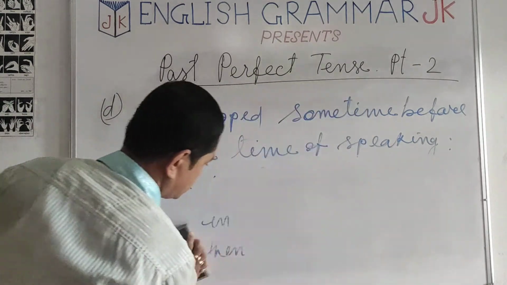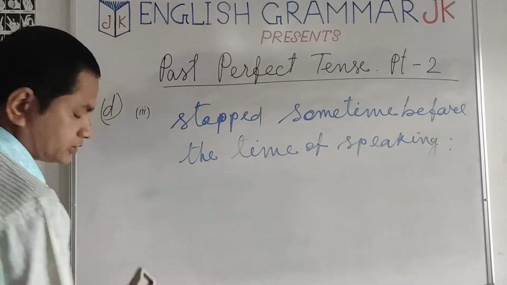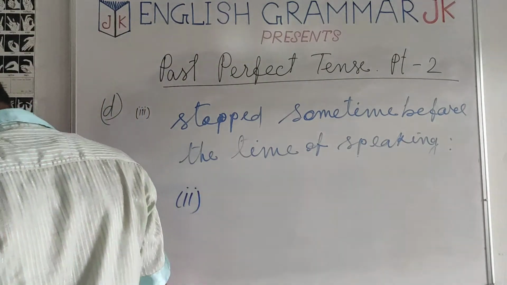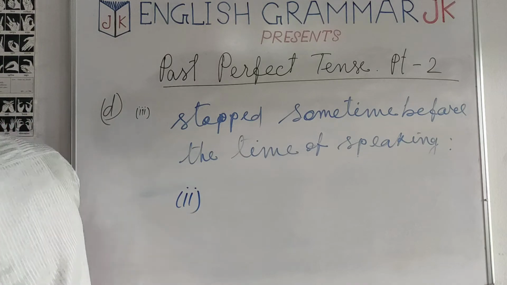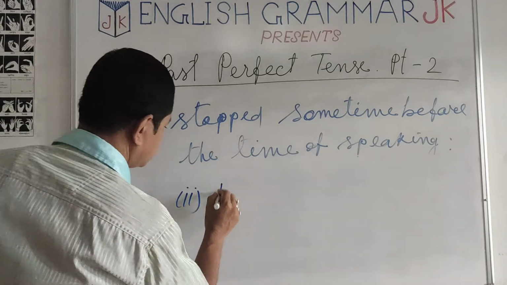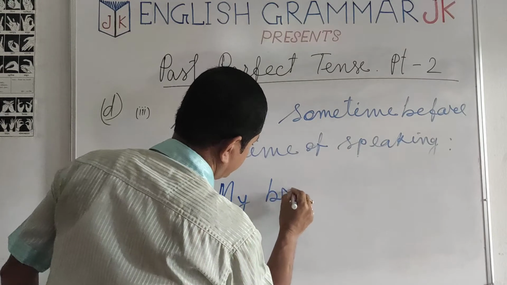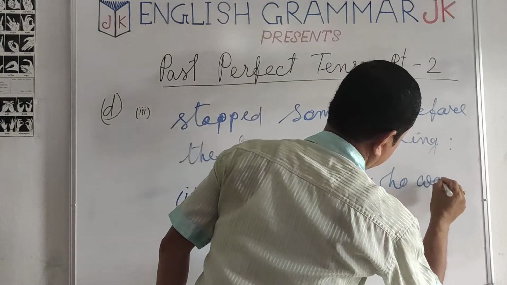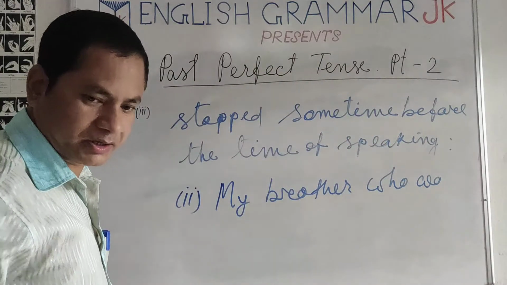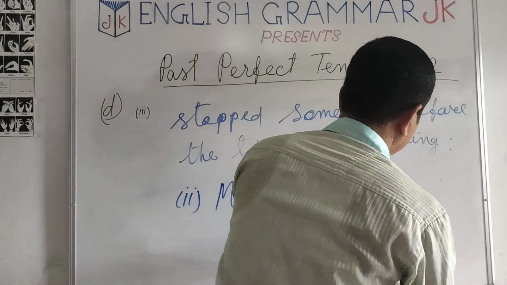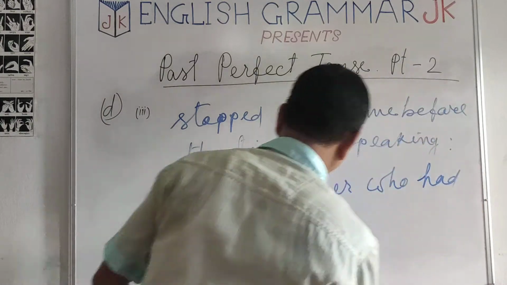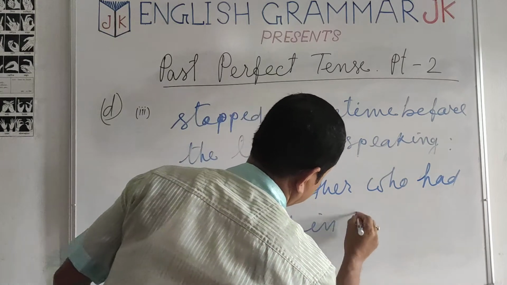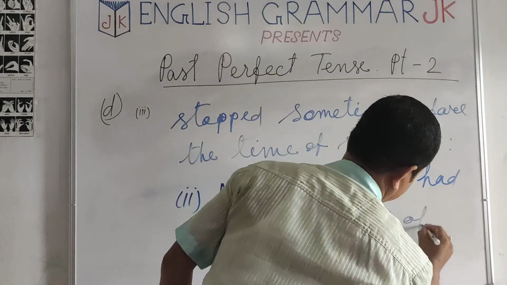I think this is no problem for you now, and just take example number 2. Another example I should give. My brother who worked in that office. My brother who had worked, past perfect, who had worked in that office.